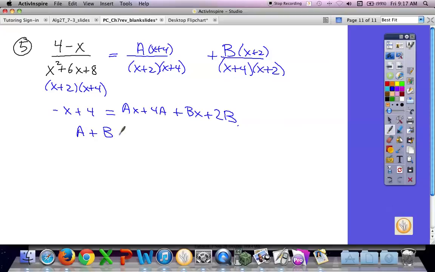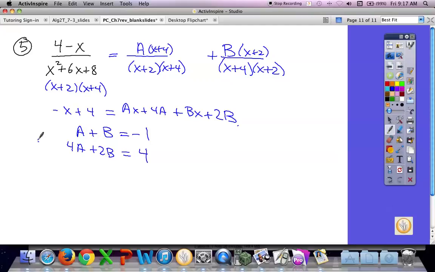Just make an equation out of the coefficients. Don't include the x. There's not that many, very few that did that, but it does not include the x. It's just the coefficients. And then the constant term is 4. Well, the constant terms over here, the ones that don't have x in them, are 4A and 2B. So 4A plus 2B equals 4.